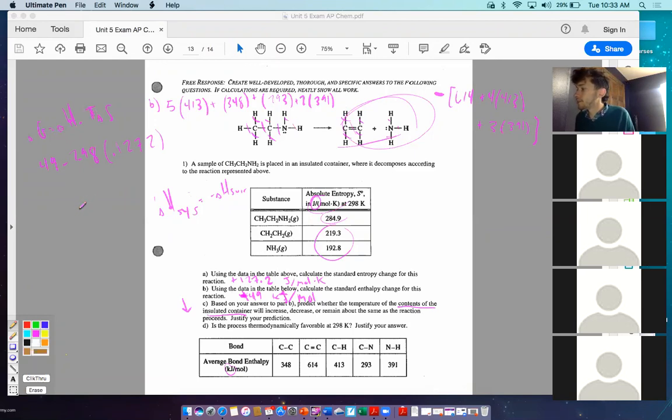Whenever you do that, you end up with a positive value for delta G. So your answer for part D is no, because delta G is greater than 0. Delta G is positive. It is not a negative free energy change. So therefore, it's not favorable at this 298 Kelvin temperature. All right, that was free response question number 1.